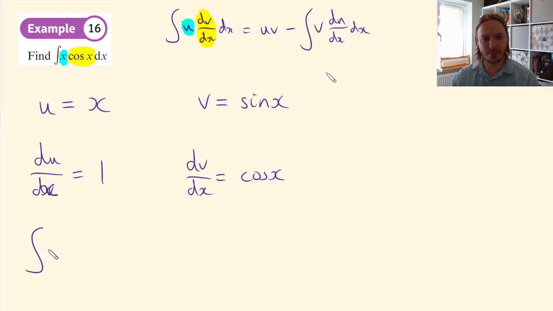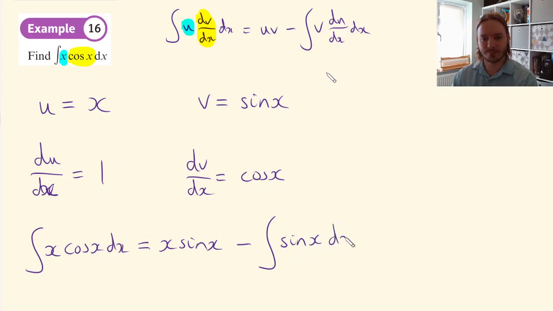So the integral of u, which is our x, and then dv by dx, if I write the right thing down, which is our cos x, is equal to, and then the first thing we need is uv, which is x sine x, minus the integral of, and then this second integral is now v du by dx. V is sine x, du by dx is just 1, so this integral is now just sine x.